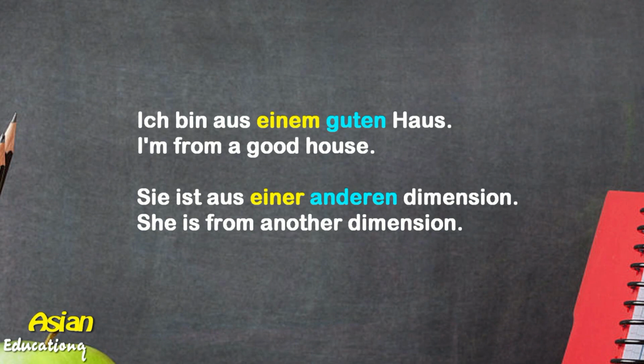If there is an adjective also, we have to add an n to the endings of the adjectives also. For example, ich bin aus einem guten Haus. Here is an adjective, gut, and we have to add an n here: guten. So ich bin aus einem guten Haus means I am from a good house. Sie ist aus einer anderen Dimension. She is from another dimension. Here we have used einer because it is a feminine noun.